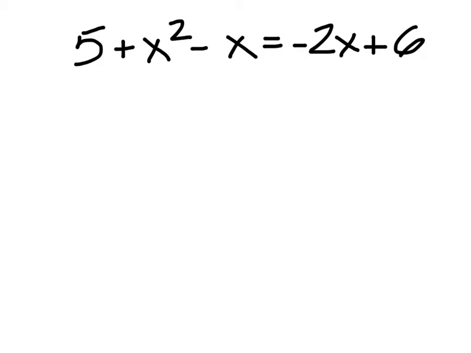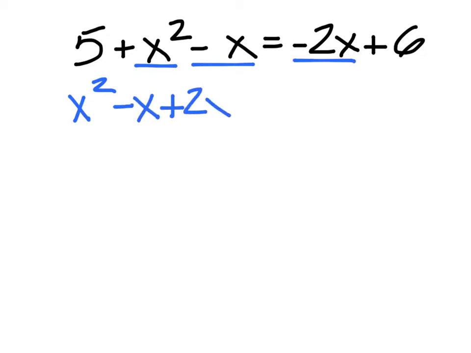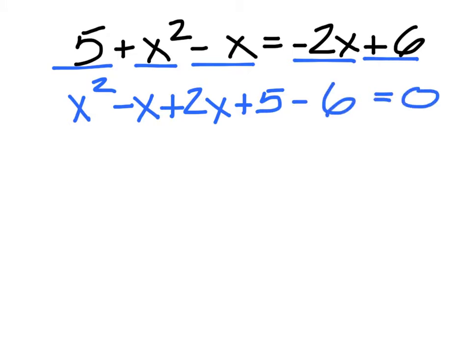This is not in the right form, so we must put it in the ax squared plus bx plus c equals 0 form. Start with x squared. No more x squares. We have a minus x. Minus 2x must change to plus 2x. You're crossing the equal sign. This 5 stays on the left. This must go to the left, cross the sign, and become minus 6.